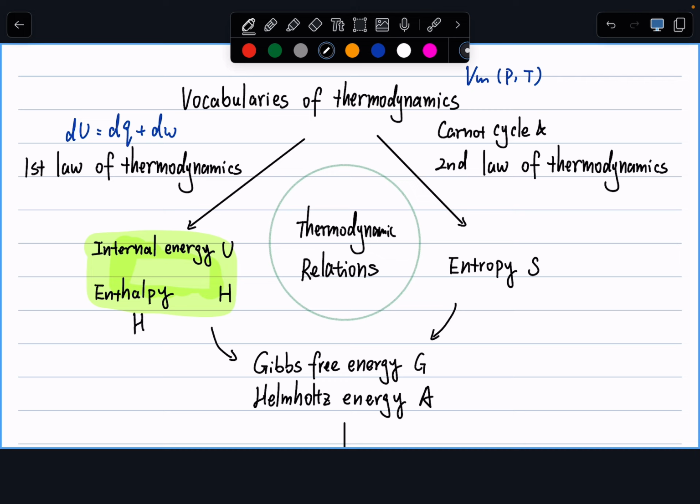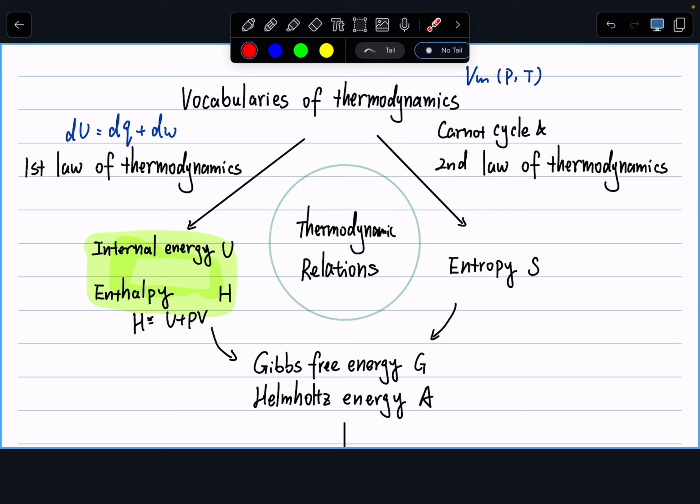And remember, H is defined as U plus PV. Right, so what is internal energy? That relates to how your atoms or molecules interact with each other. It's an internal property describing that system. And enthalpy itself tells us what the heat transfer is at constant pressure.